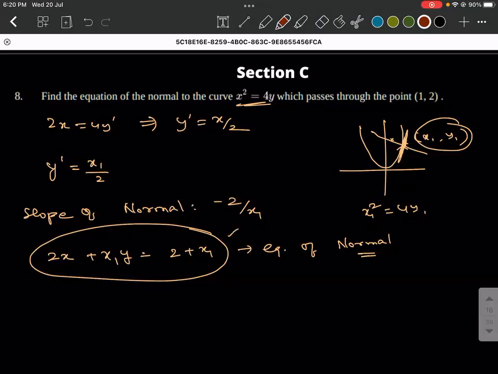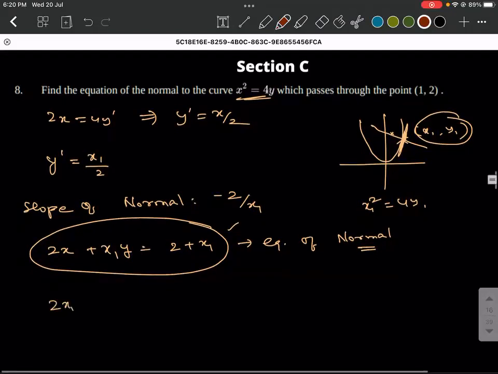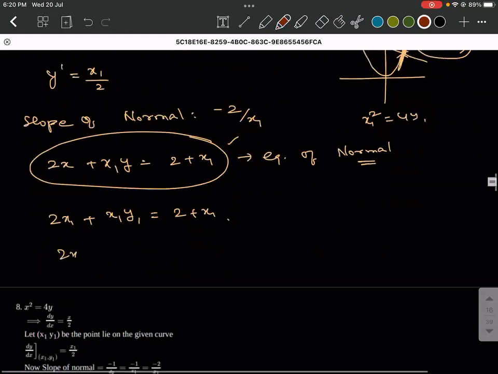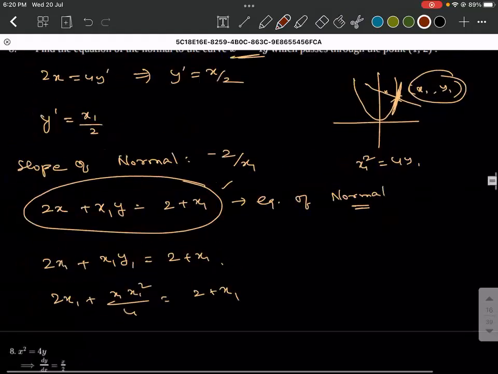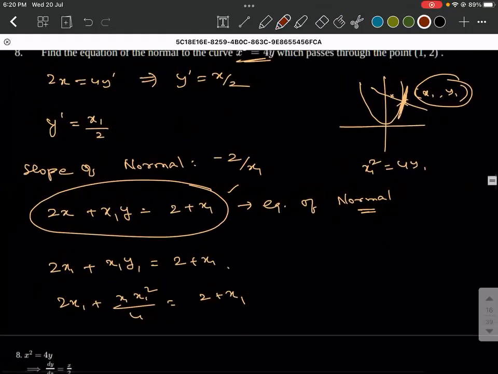So this normal also passes through this point. So you get 2x1. So you have to solve this. What I did is, anyway, this is a deleted one, but I'll explain the method for those who want to know. There are two things I followed.